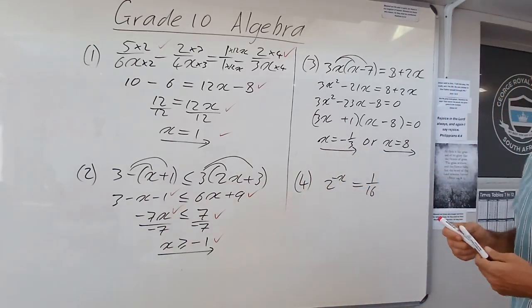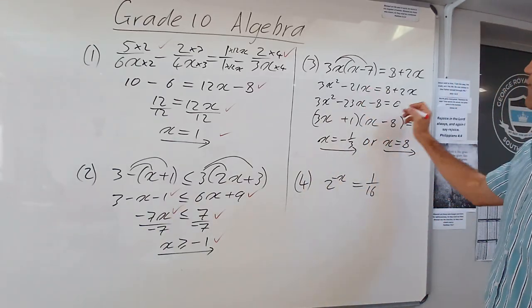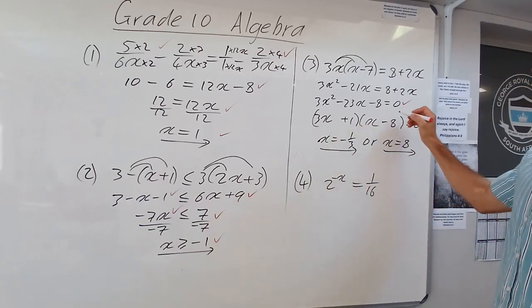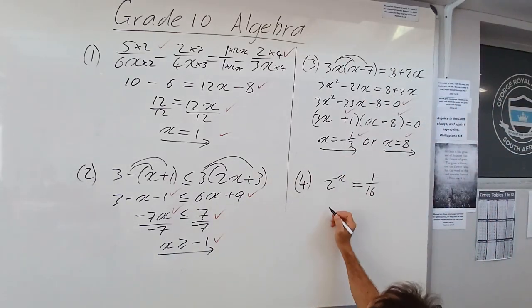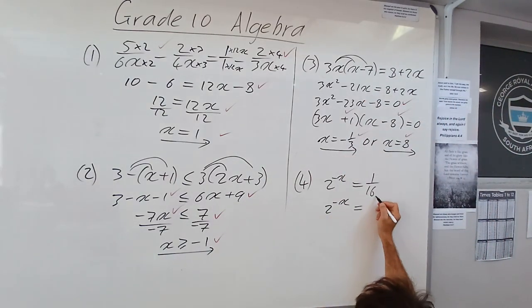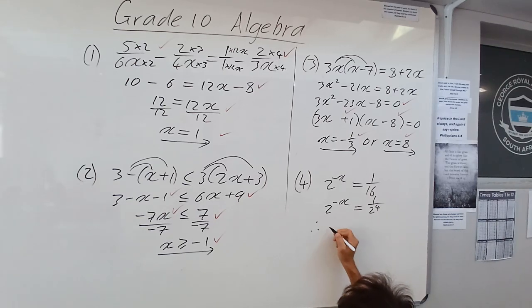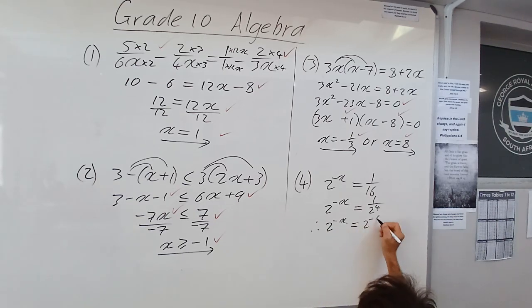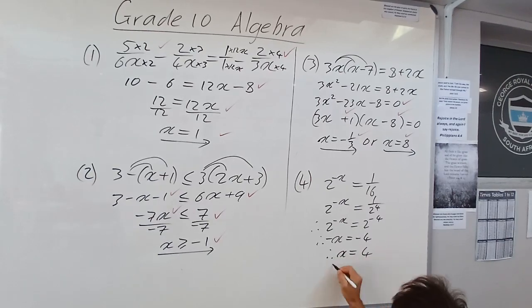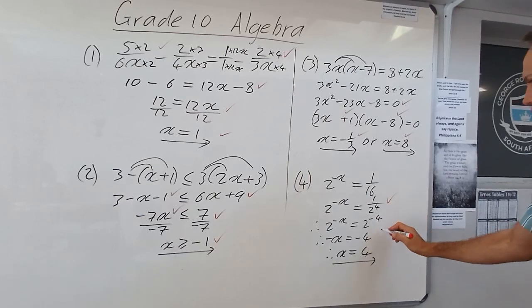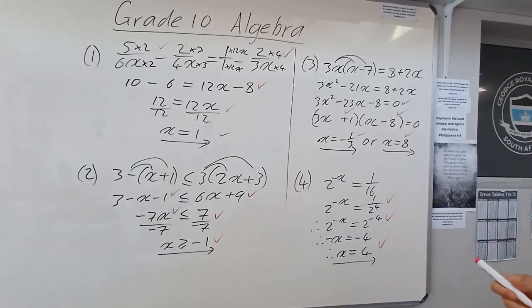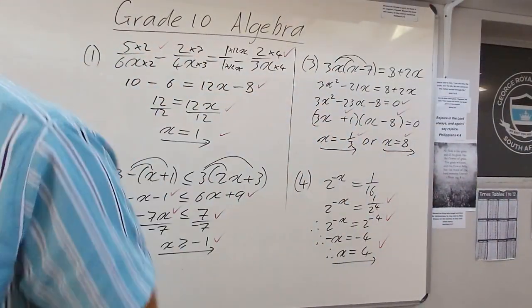Also 5 marks, eh? So obviously for the standard form, you can get a mark for factorizing correctly. And then for the 2 answers, you can give a mark. And then this one, 2 to the power negative x equal to 1 over 2 to the power 4. Therefore, 2 to the power negative x is equal to 2 to the power negative 4. Therefore, x, well, you can first say negative x equal to negative 4, which means x will be equal to 4. So that one, 3 marks: 1, 2, 3. Okay, and that is the total for the test.